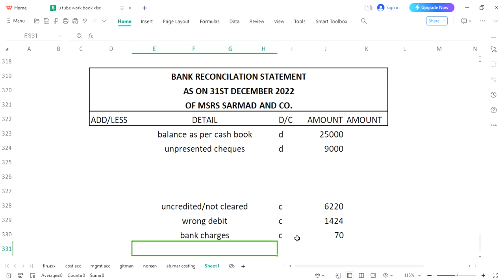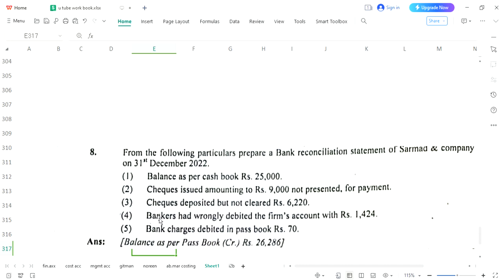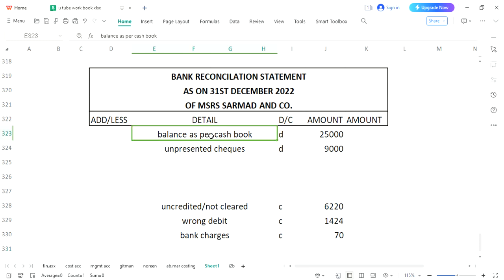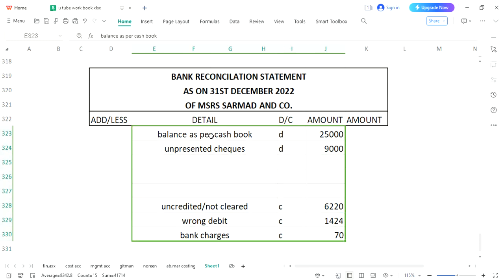Alright guys, all postings completed. These were 5 entries and now you can see 2 entries are debited and 3 entries we have written on credit side. In this way our entries have been recorded properly. And now the next procedure.